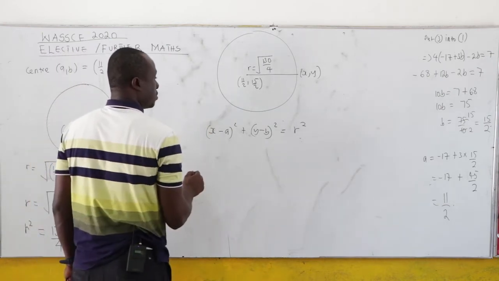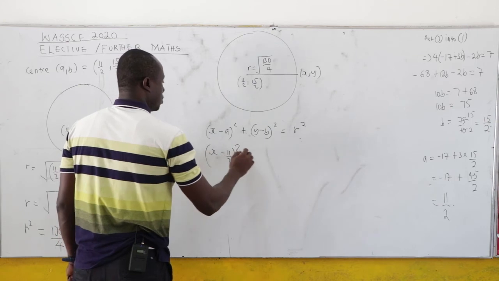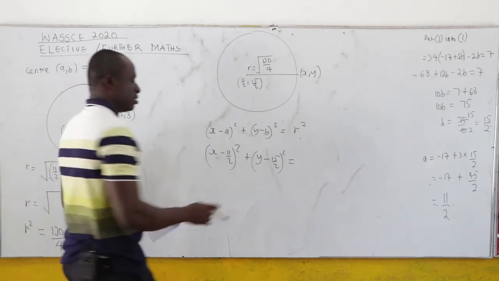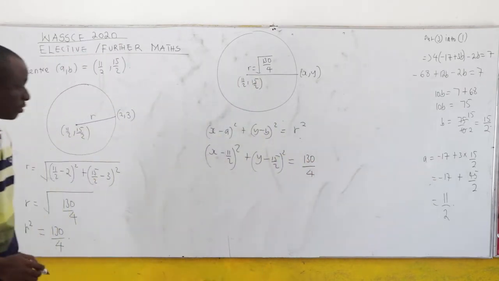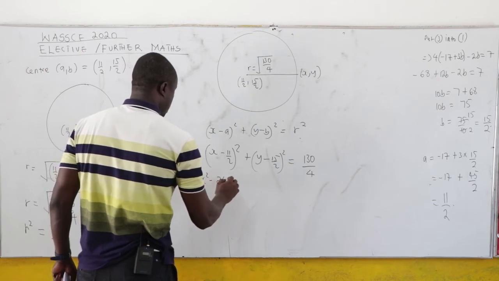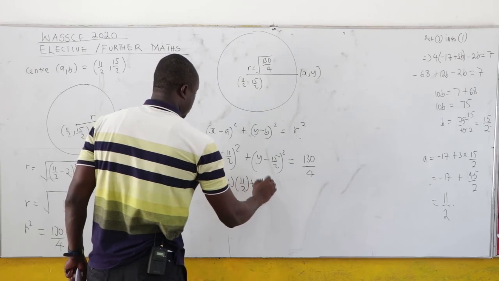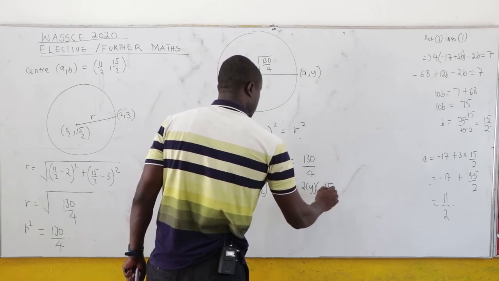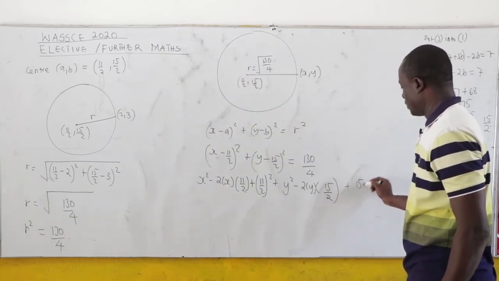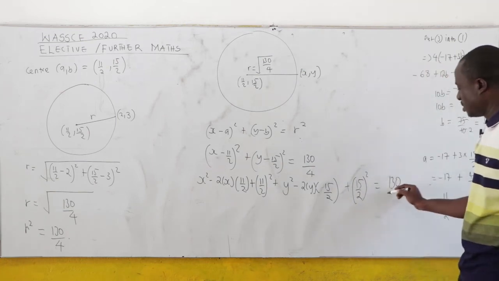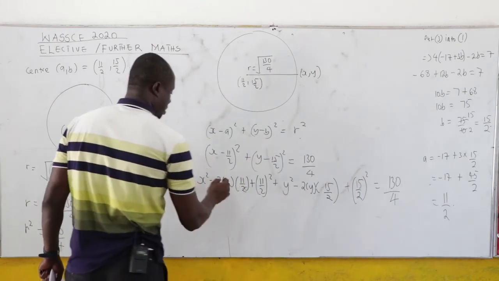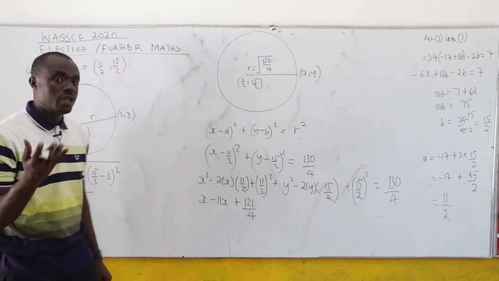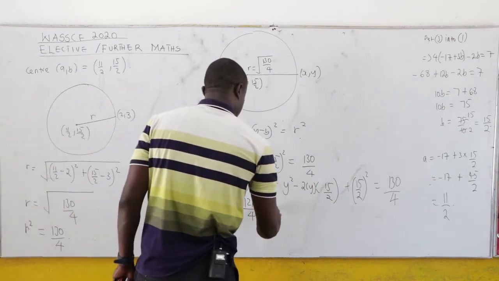Now our a and b are 11 over 2 and 15 over 2. So we have (x minus 11 over 2) all squared plus (y minus 15 over 2) all squared equal to r squared. Now r squared is 130 over 4. Now expanding, we have x squared minus 2x times 11 over 2 plus (11 over 2) all squared, plus y squared minus 2y times 15 over 2, then plus (15 over 2) all squared, equal to 130 all over 4. Now what can we see? The 2s cancel out. So we have x squared minus 11x plus 121 all over 4. Why? If you have (a over b) all to the power n, that is a^n over b^n. Now plus y squared, the 2s cancel, minus 15y.